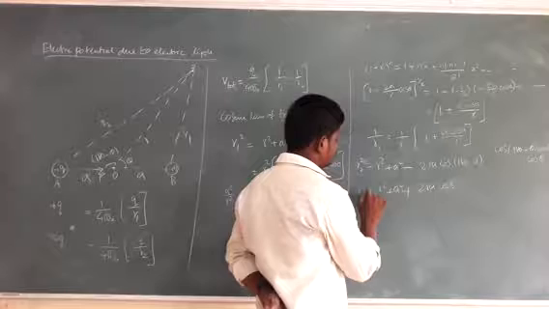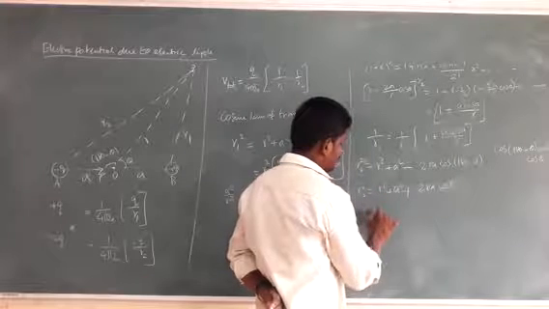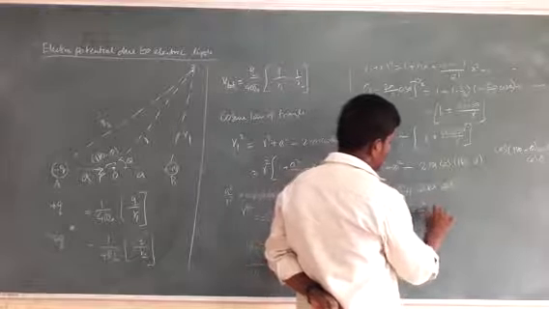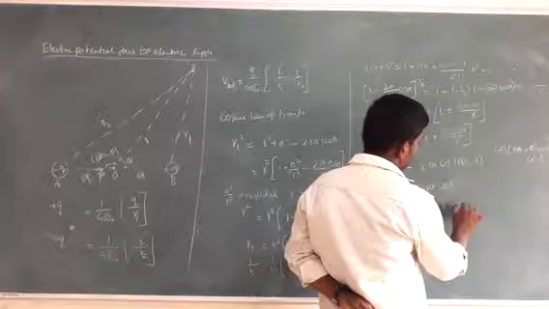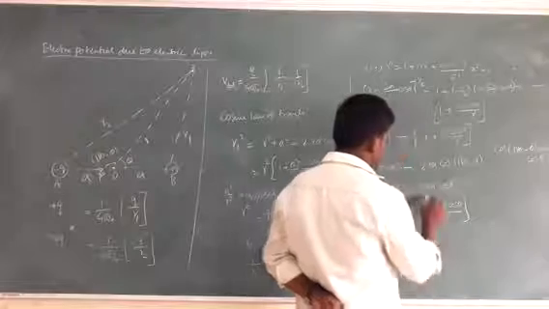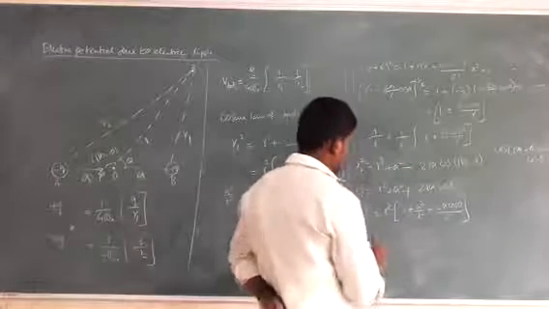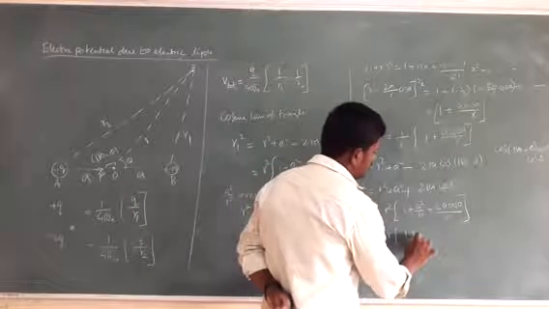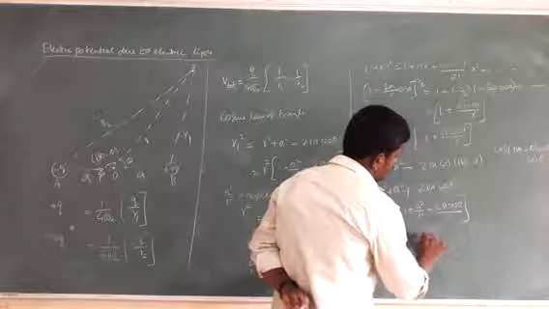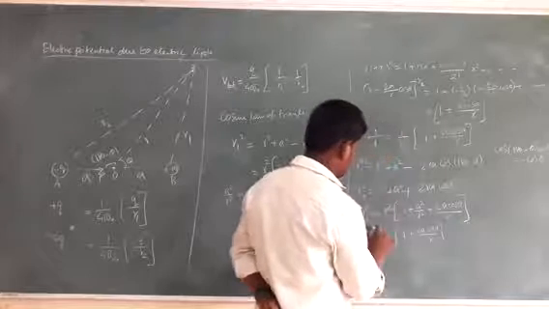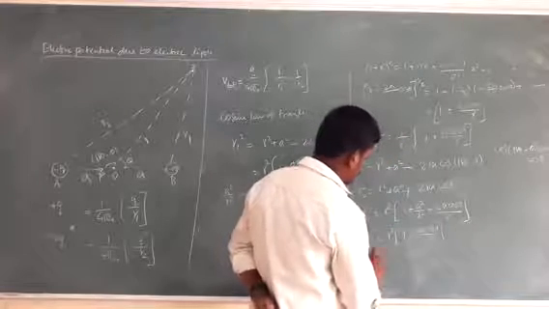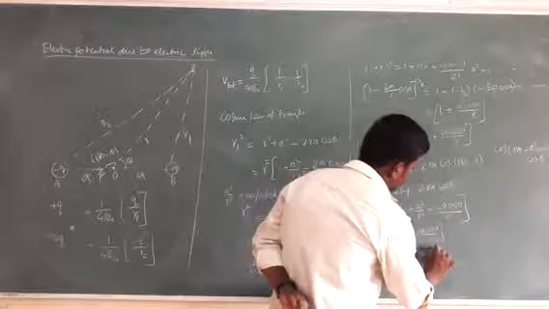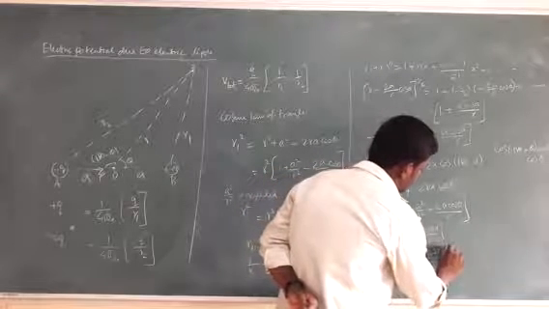So again, taking common r squared, the same method: 1 plus a squared by r squared plus 2a cos theta by r. Again this a squared by r squared term is neglected. So r2 is equal to r times 1 plus 2a cos theta by r, power 1 by 2.